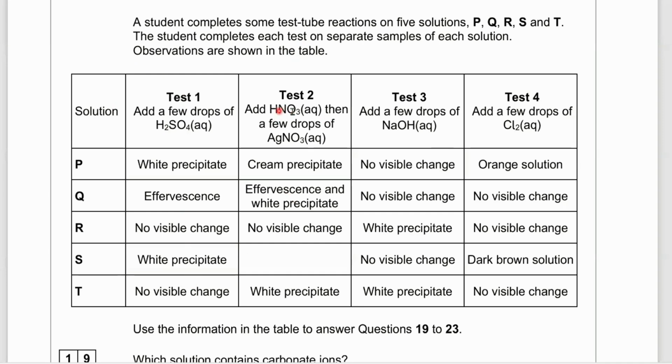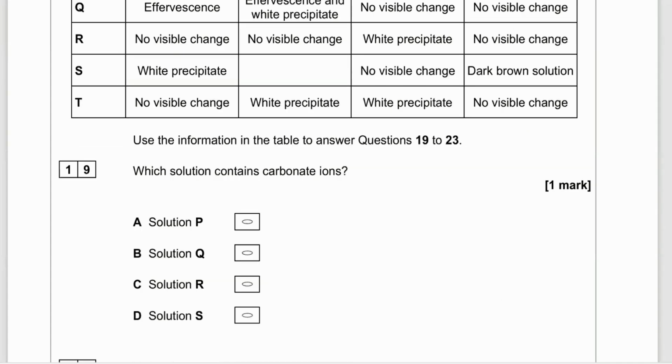sulfuric acid and checked for any changes. Then they've done nitric acid and silver nitrate. Then they've done a few drops of sodium hydroxide, and then they've tried to do some sort of halogen displacement reaction using chlorine. So let's have a look at each question and then go back to the table and see if we can solve it. 19. Which solution contains carbonate ions, P, Q, R or S?